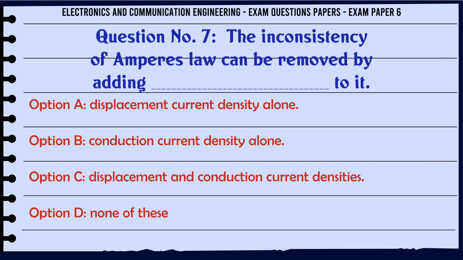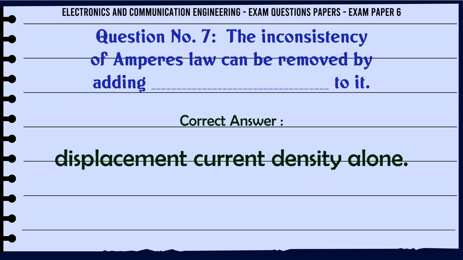The inconsistency of Ampere's law can be removed by adding to it: A. Displacement current density alone. B. Conduction current density alone. C. Displacement and conduction current densities. D. None of these. The correct answer is displacement current density alone.